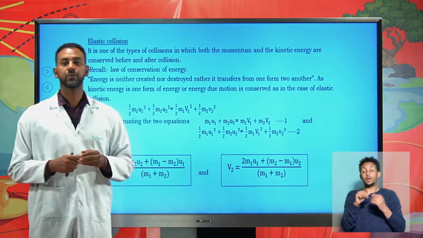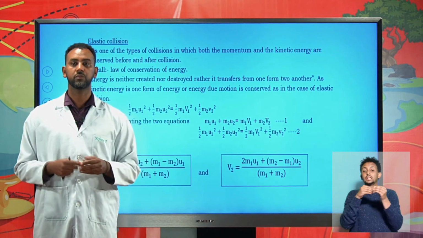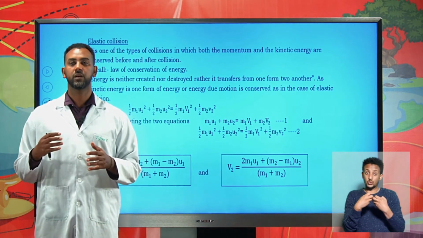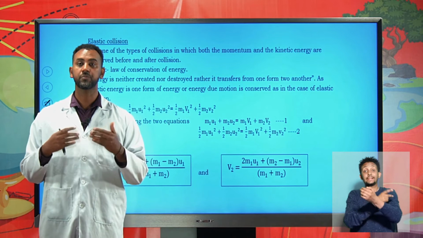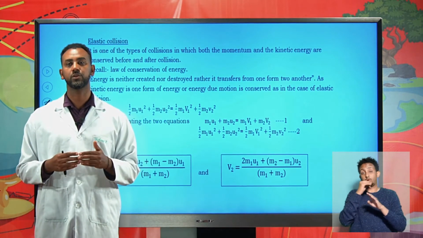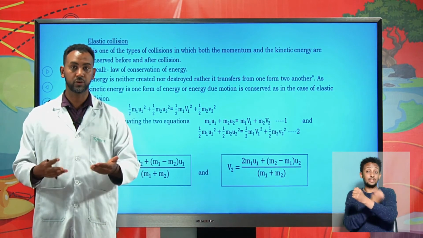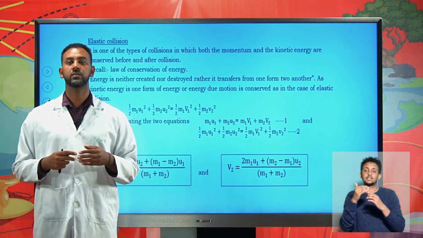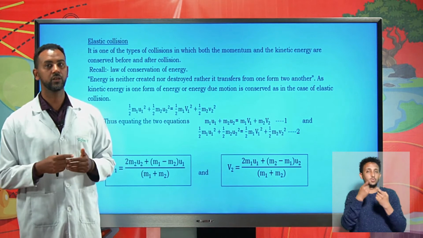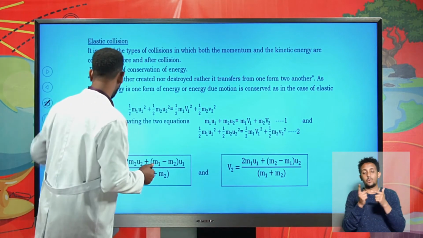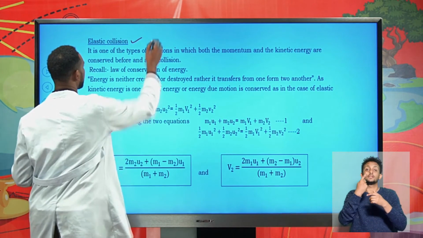And the other type of collision is inelastic collision. For inelastic collision, the momentum remains constant before and after collision, but the kinetic energy differs before and after collision. The kinetic energy after collision is less than the summation of the kinetic energy before collision. So we'll try to see each one by one. First, let's try to see elastic collision.